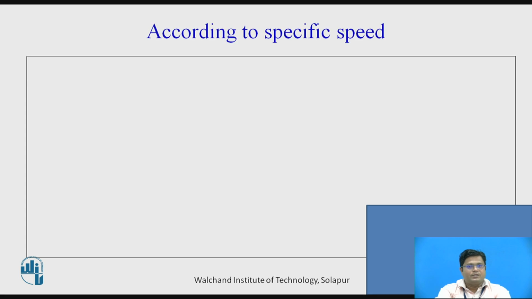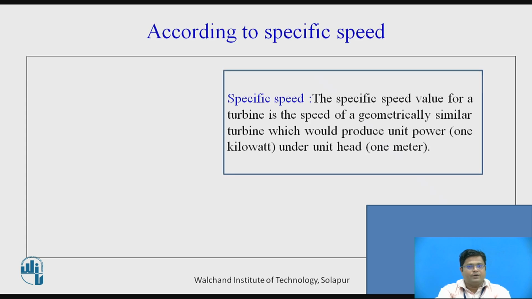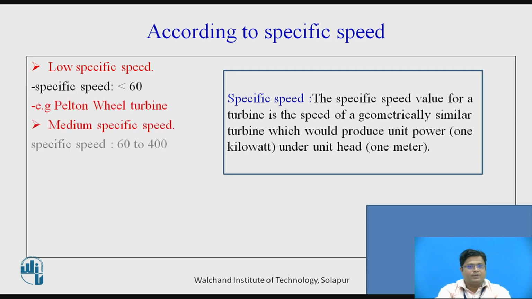And last one is according to specific speed. There are three types of specific speed: low specific speed, medium, and high specific speed. Now I will tell you what the specific speed is. Specific speed is different from unit speed. Specific speed of a turbine is defined as the speed of an imaginary turbine, identical with the given turbine, which will produce 1 unit of power under 1 unit of head.